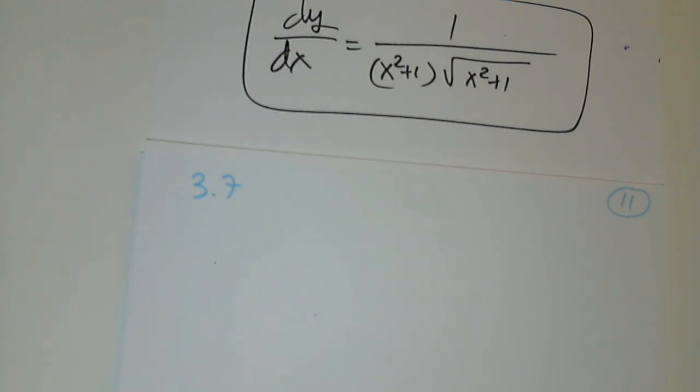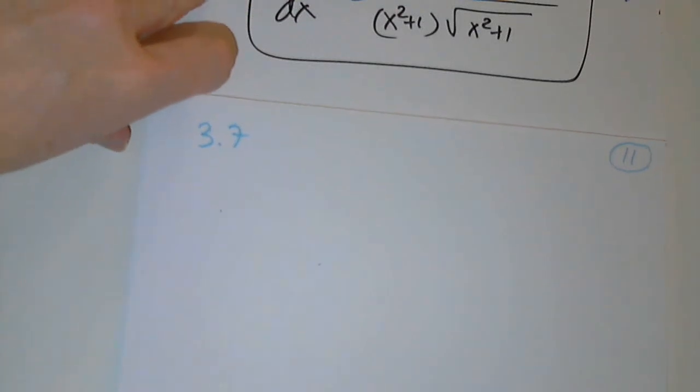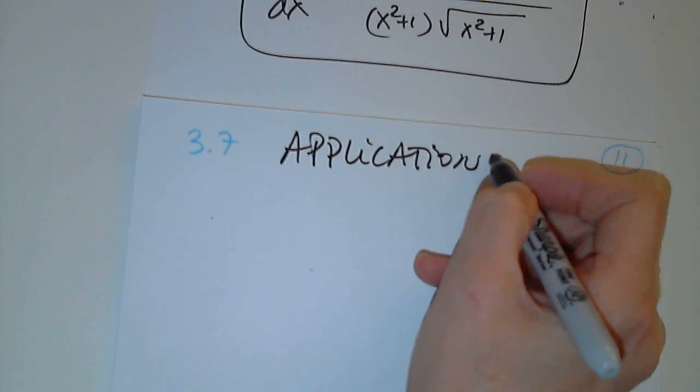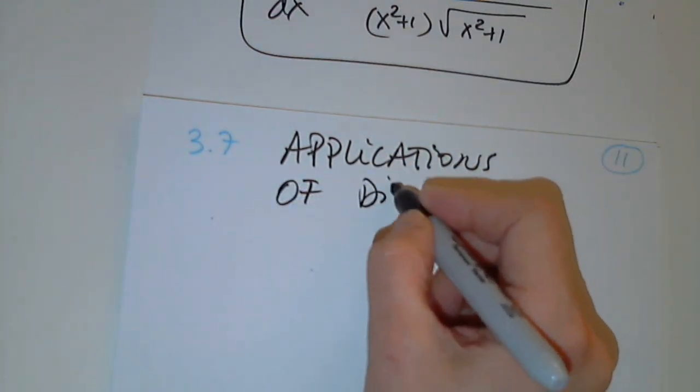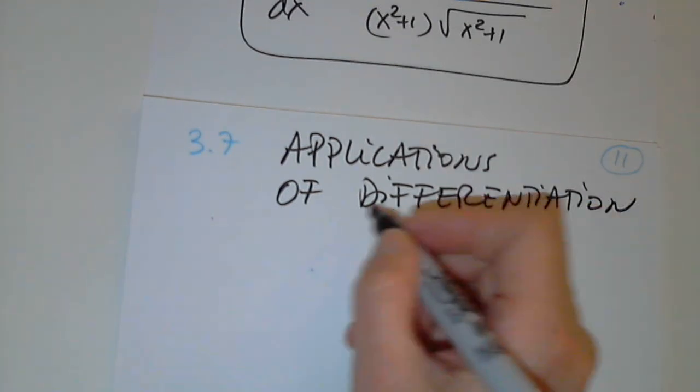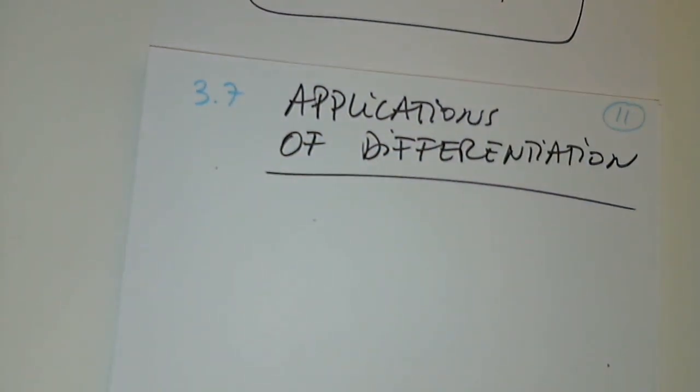Okay, 3.7. Rates of change in different applications. So I'm just going to call it applications of differentiation. Applications of differentiation. Let's start with a very simple situation. I'm sure you're going to like this one. It's an easy one, very easy to understand. Everything easy here, like a motion situation.